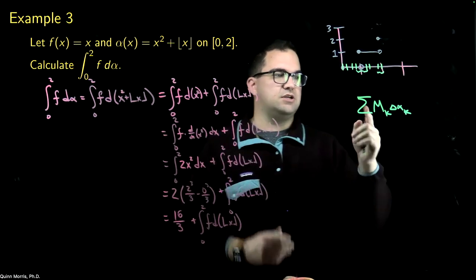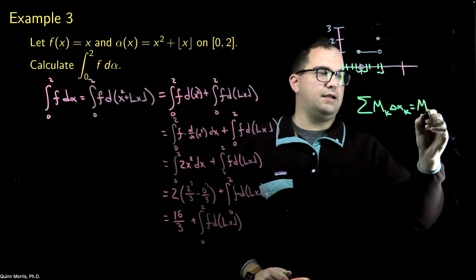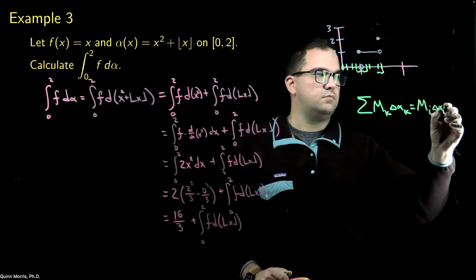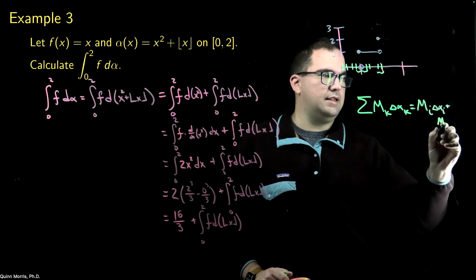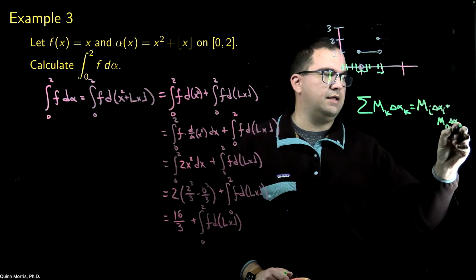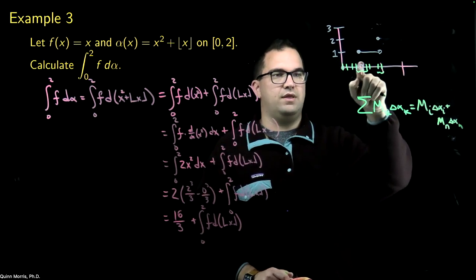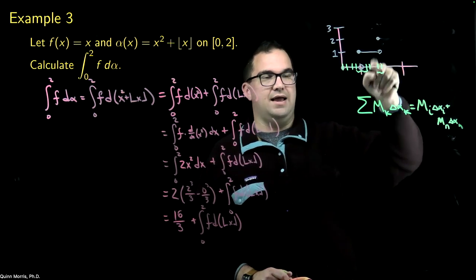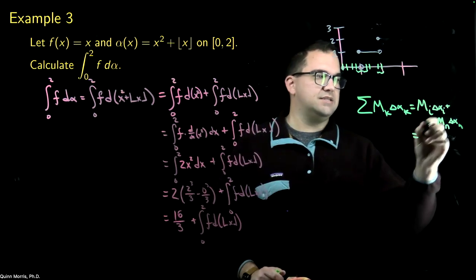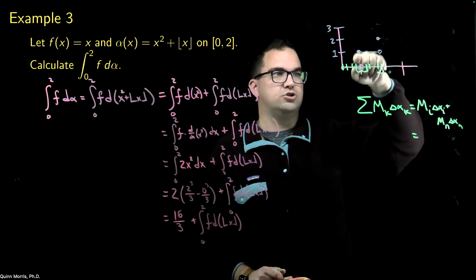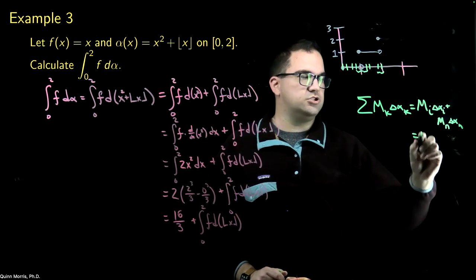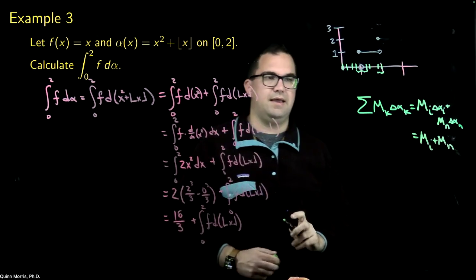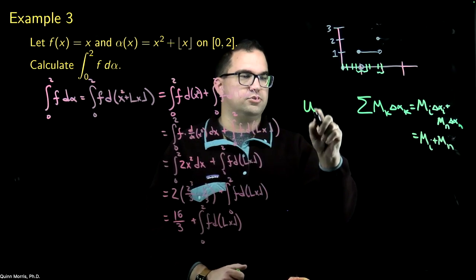So the only things that are going to survive here, I'm going to end up with a capital M sub i times delta alpha i plus an M sub n delta alpha n, where the ith interval is the one that contains 1, and the nth interval is the last one. It contains this jump. Now, in those cases, these jumps here are size 1. So the difference between your alphas is just going to be 1. So you're going to get an M sub i plus an M sub n. This is like an upper sum.